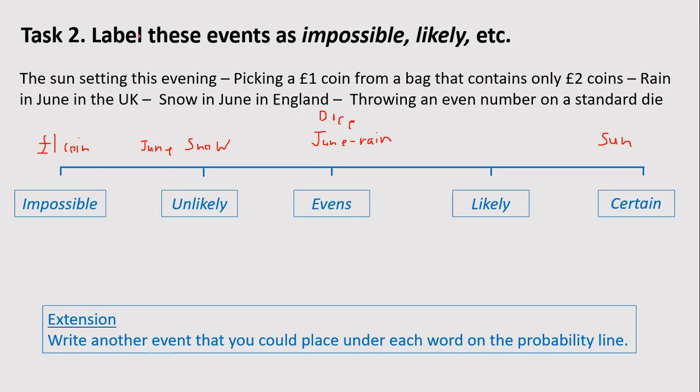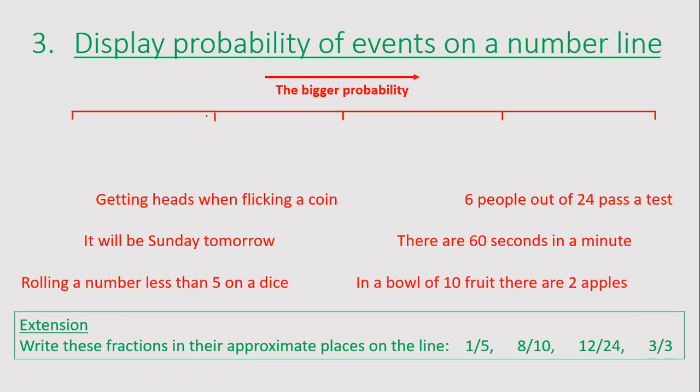So at this point, we're moving on to the last part: display probability of events on the number line. What I'd like you to do is mark on your number line the chances of an event happening. Getting heads when flicking a coin. 6 people out of 24 pass the test. It will be Sunday tomorrow. There are 60 seconds in a minute. Rolling a number less than 5 on a dice. In a bowl of 10 fruit, there are 2 apples.